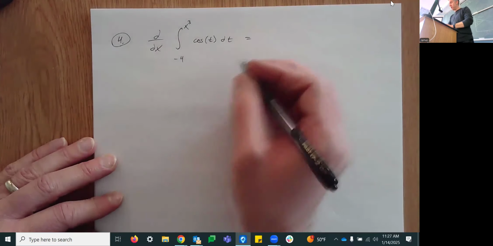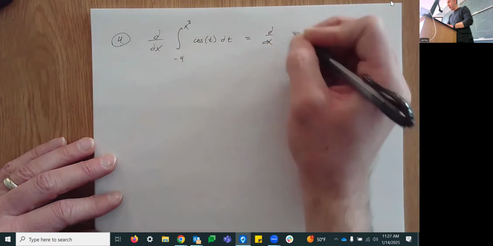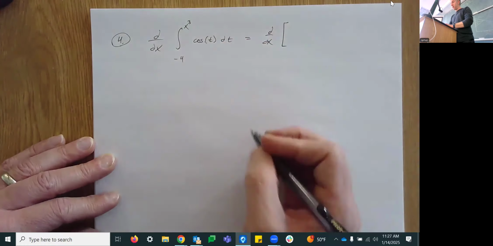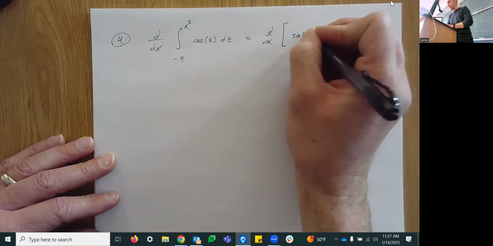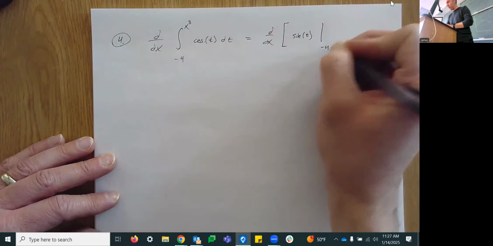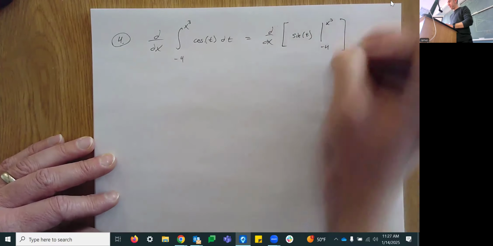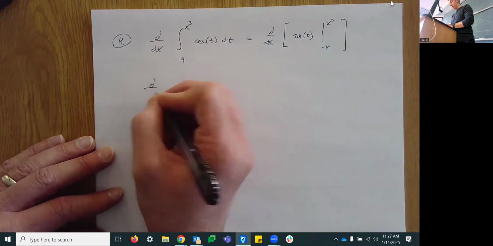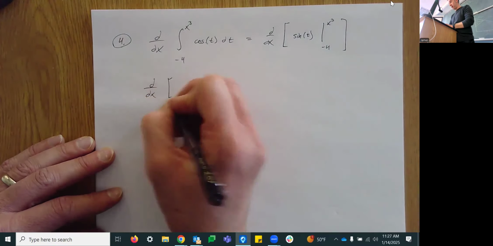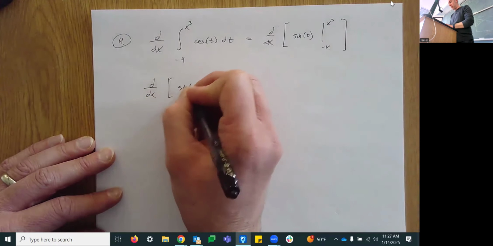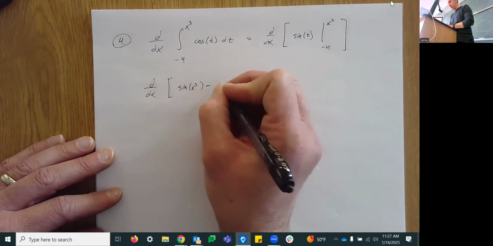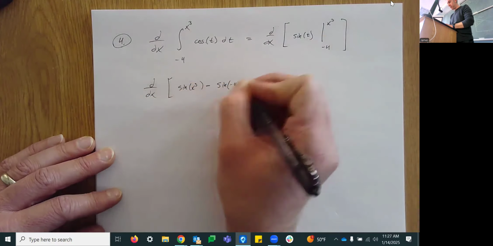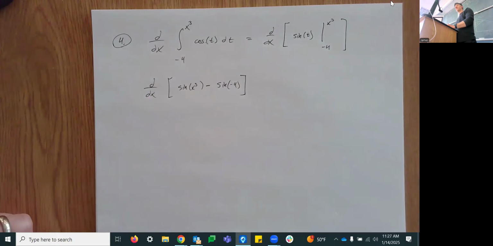So here, that's going to be the derivative of the antiderivative of cosine of t, which is sine of t, evaluated from -4 to x cubed. Then we're going to plug in first, apologies. We plug in x cubed first, we get sine of x cubed. We plug in -4, we get sine of -4. And now, using the chain rule, what's the derivative of sine of x cubed?